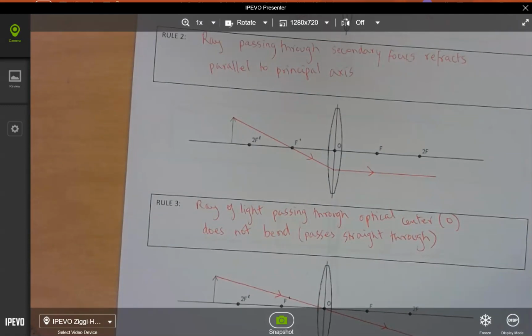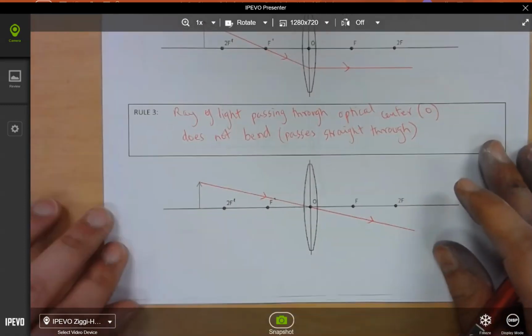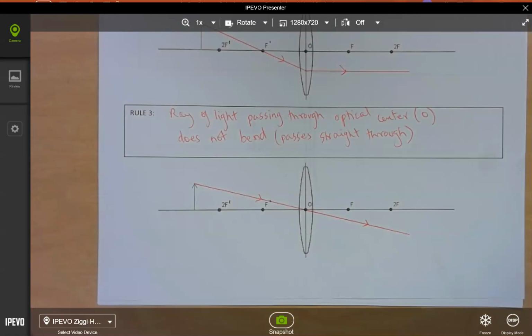Very easy. Oh, you can't see that. Oh, there we go. And this is kind of a mix between our center of curvature and the vertex rules, but you just draw a straight line. Pretty chill.